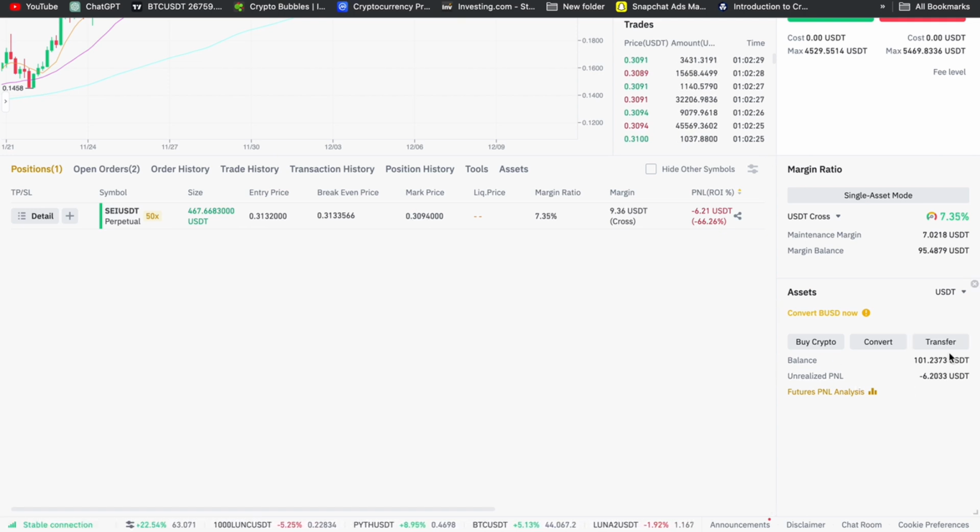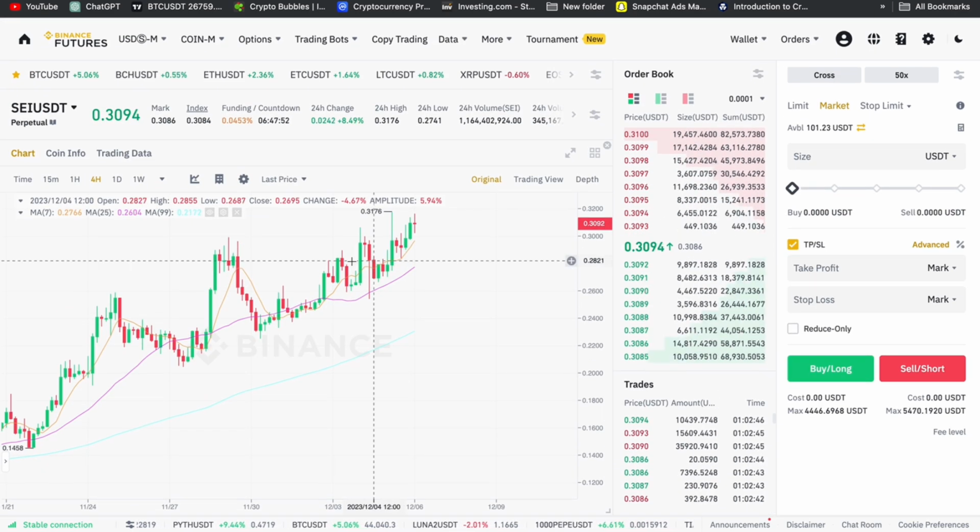So here is your account balance. We have $100, but we have lost minus $6. You can give the trade 1 to 4 hours. If you are trading from Monday to Friday, I'll advise you give the trade up to 24 hours, right? So you give the trade up to 24 hours.